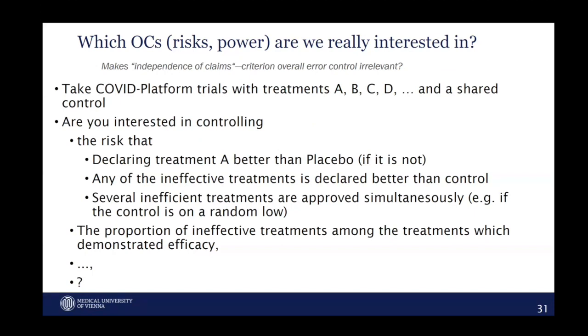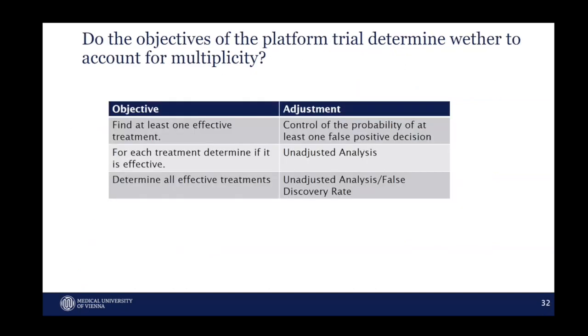Take the COVID platform trials where you compared several treatments using a shared control group. What are you interested in controlling? The risk of declaring treatment A better than placebo, any of the ineffective treatments being declared better than control, or several ineffective treatments being approved simultaneously. Depending on what you're interested in, you might be willing to adjust or not.